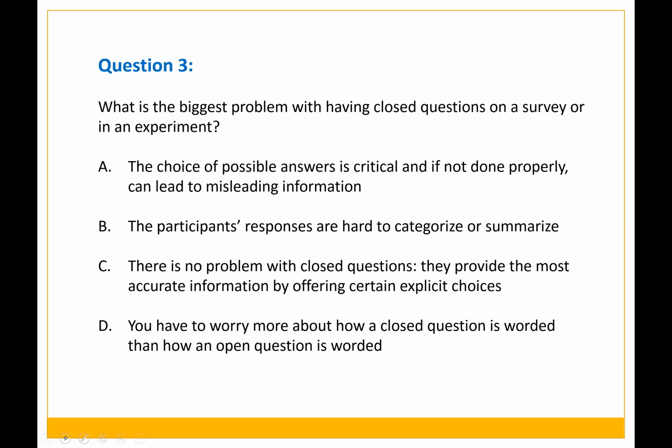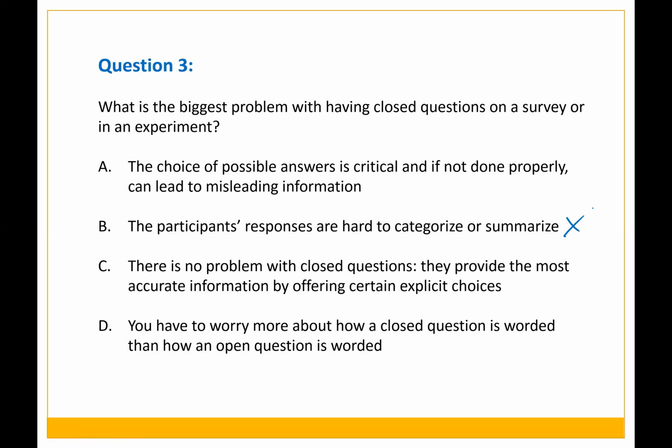B. The participants' responses are hard to categorize or summarize. Like what? You have the experiment response, and you can only have that many answer choices, so you can just give them answer choices. So it depends on your answer choices and not the questions. So B is not right. C. There's no problem with closed questions. They provide the most accurate information by offering such explicit choices.